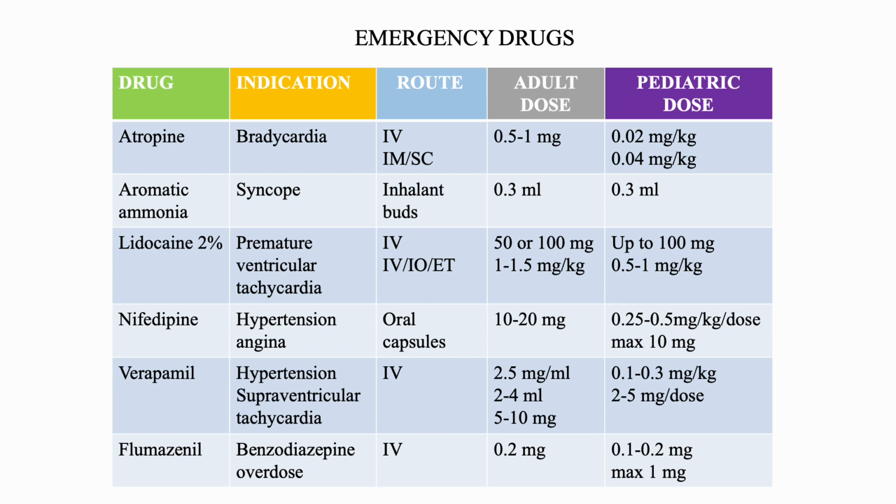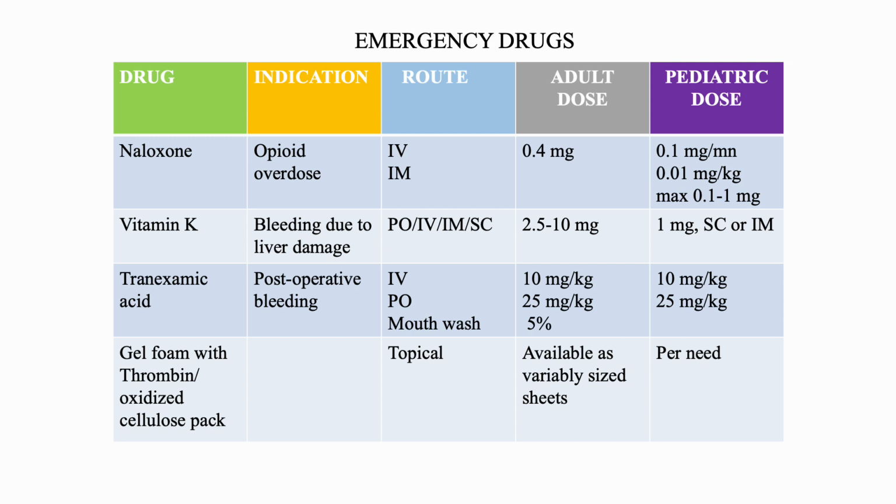Flumazenil can be given for benzodiazepine overdose. Naloxone can be given for opioid overdose. Tranexamic acid can be reserved for post-operative bleeding. Okay, so that is all I want to say about the pharmacological agents or emergency drugs that should be available in our dental clinic.